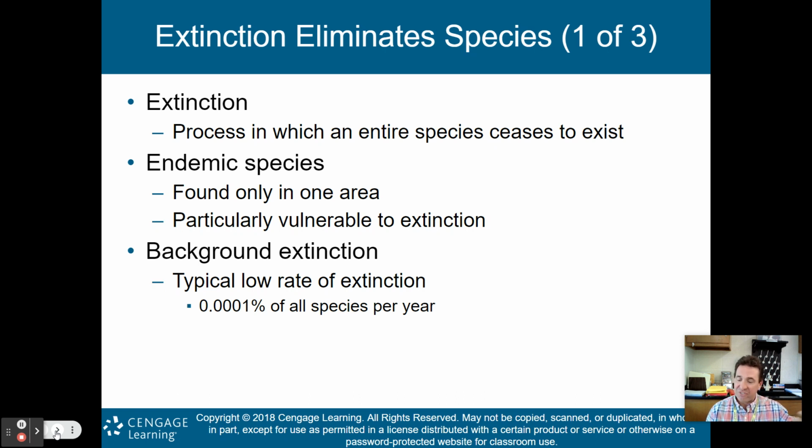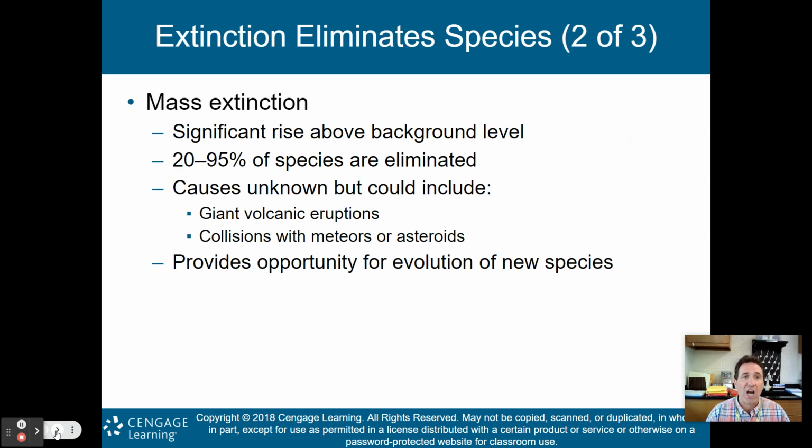However, what we've seen 5 and now currently 6 times in Earth's history are mass extinctions. This is when you have a significant rise in the percentage of creatures or organisms becoming extinct above that background level that we just spoke about. In a mass extinction, 20 to 95% of species are eliminated. Causes are unknown, but could include volcanic eruptions, collisions with meteors, asteroids, things like that.